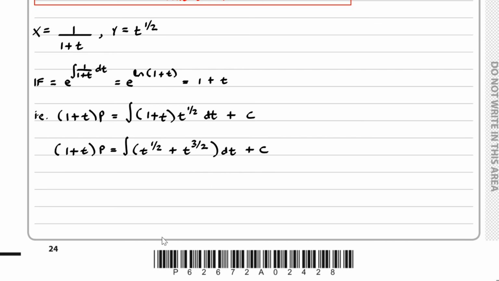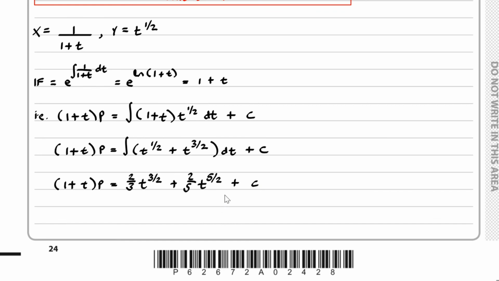So we have 1 plus t lots of p, and if we integrate t to the half, add 1 to the power, divide by the new power, we have 2/3 t to the power of 3/2. And if we integrate t to the power of 3/2, add 1 to the power, divide by the new power, we end up with 2/5 t to the 5/2. And then we add on a constant of integration c.